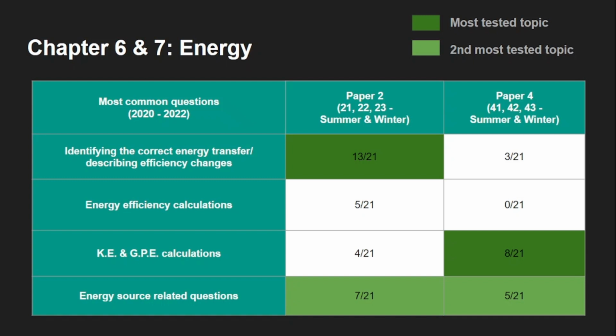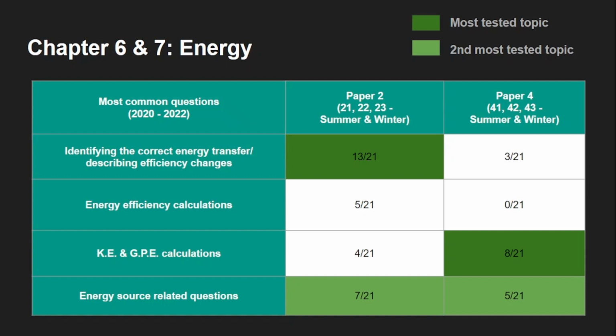So efficiency is a concept we'll be exploring, and in efficiency, we also have to be very clear on what efficiency is and how we calculate it. So there are questions pertaining to energy efficiency calculations as well. We will see a few questions on KE, that is kinetic energy, and GPE, that is gravitational potential energy calculations, as well as being able to convert between the two types of energies. And finally, there are questions related to energy sources.